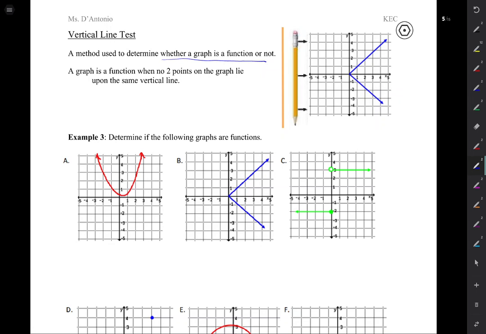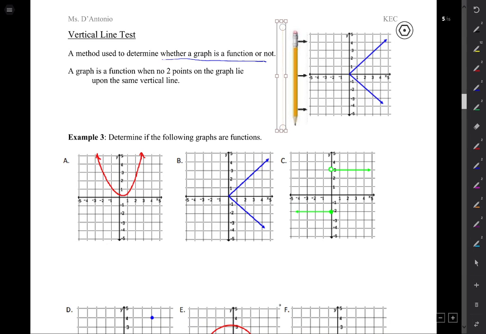And how we use it is we take any vertical line. If I were you, I would use your pencil or any straight line you have during a test or when you're writing your assignments, and you take it and you run it along your graph. So I'm just going to take this vertical line and I'm going to run it along my graph like this.